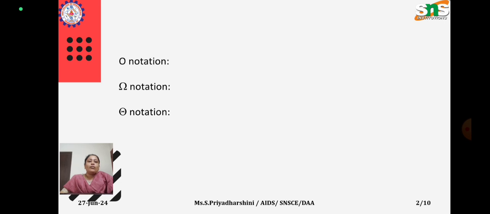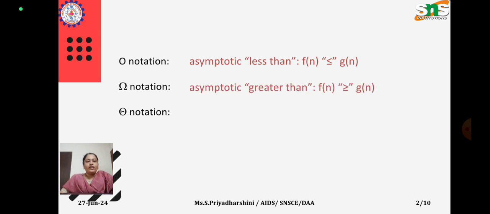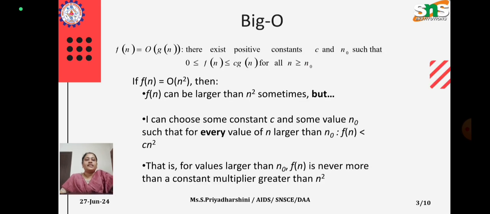So first we define what all the notations are. Big O notation is asymptotically less than, where f of n is less than or equal to g of n. The next one is omega notation, which is asymptotically greater than, that is f of n is greater than or equal to g of n. And the last notation is the theta notation, which is asymptotic equality, where f of n is equal to g of n. So this is the basic notation.